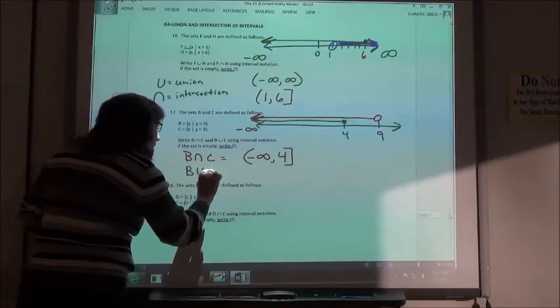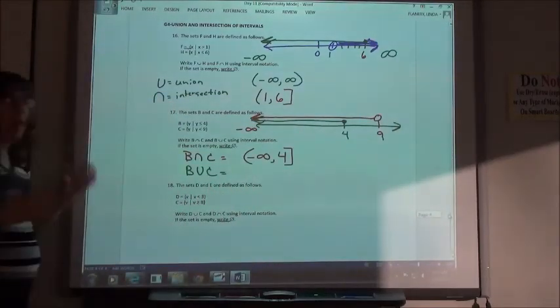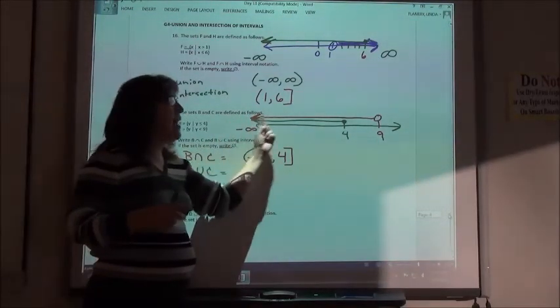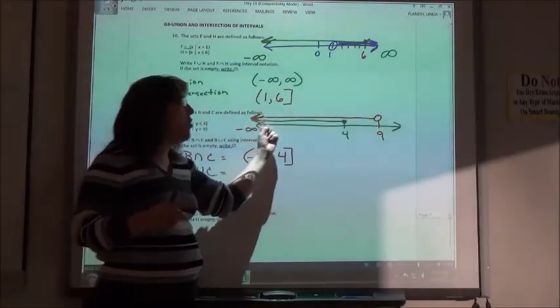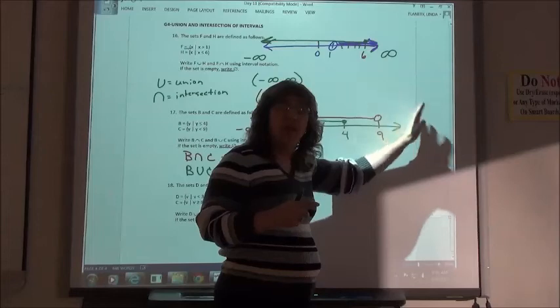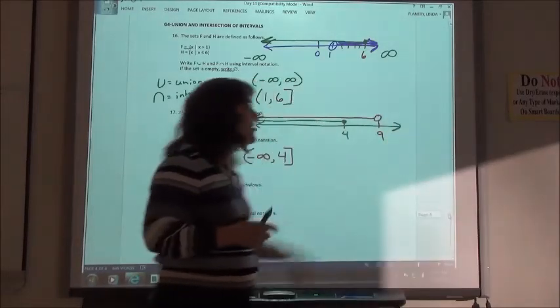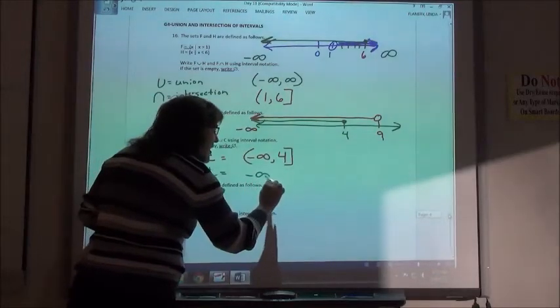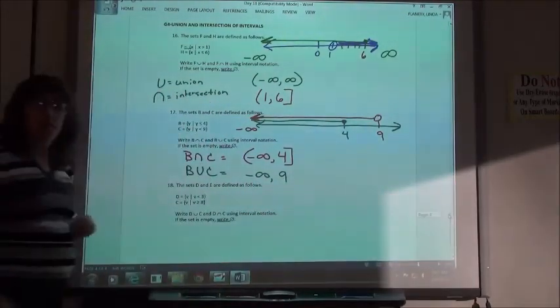When we're doing B union C, that's everything that's in either list. So anything that got shaded on your number line. Again, if you look from left to right, they're shading down here, and it's shaded all the way up to the 9. There's nothing shaded after the 9, right? So my union is going from the negative infinity to the 9.